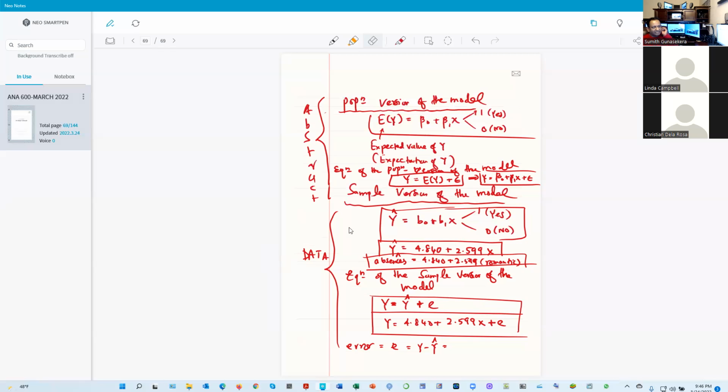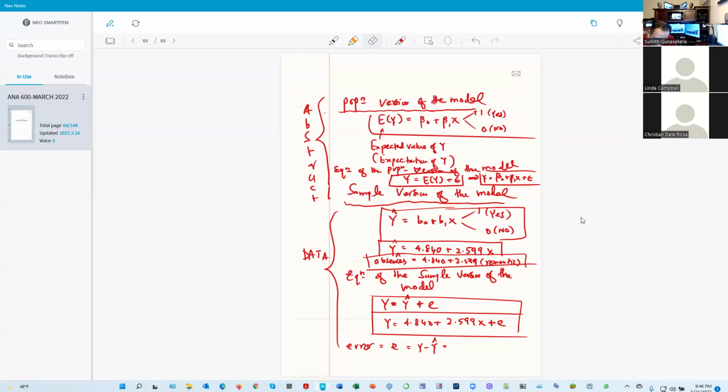So that's how you're going to write. The error means epsilon. This is unknown. You estimate beta naught. This is unknown, you estimate, you call b1. These are called parameters. Beta naught and beta 1 are called parameters. b naught and b1 are called statistics.